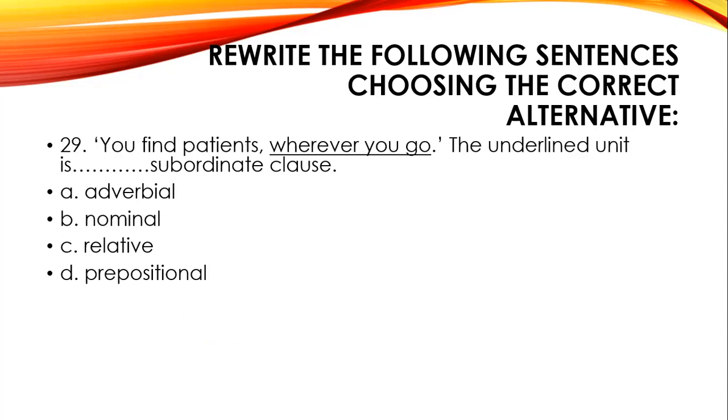You find patience wherever you go. The underlined unit is dash dash subordinate clause. Option A, adverbial. Option B, nominal. Option C, relative. Option D, prepositional. And the correct answer is option A, adverbial. Wherever you go is an adverbial clause.